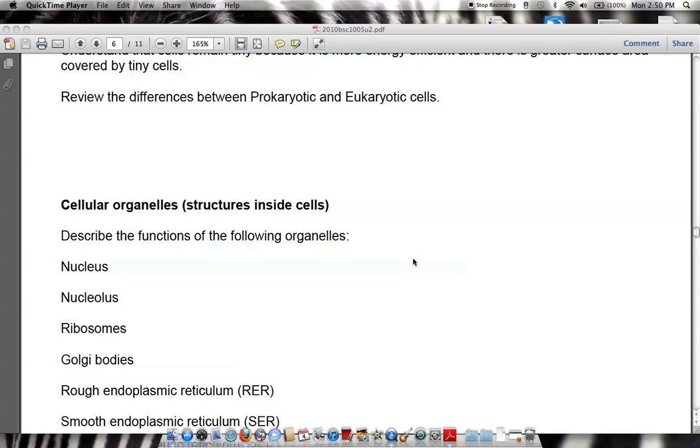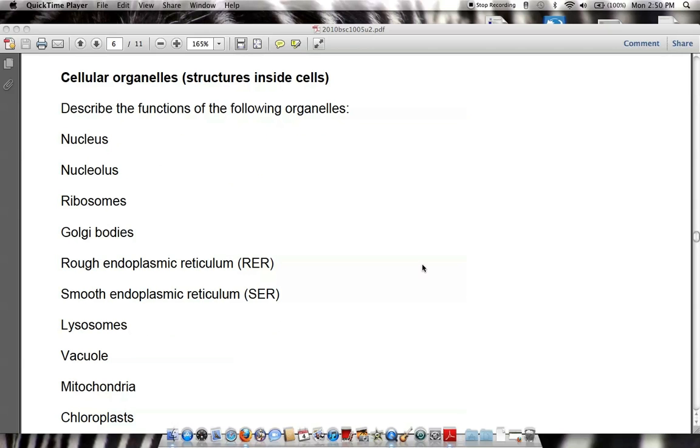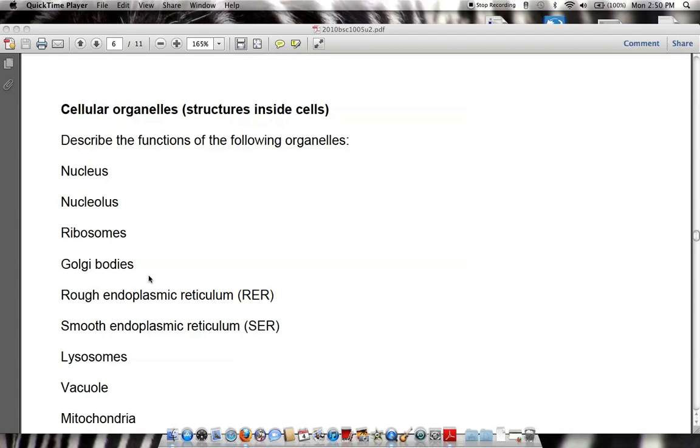What I'd like you to do is go out there and look in your book or go on the internet and try to describe the functions of the following cellular organelles. Now remember, all of these organelles may not appear in all cells. Okay, so keep that in mind as you are trying to describe these organelles. And like it says, these cellular organelles are the little structures within the cell that have different functions. Okay?